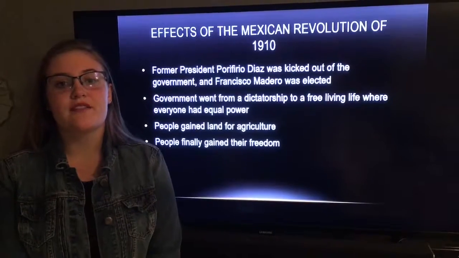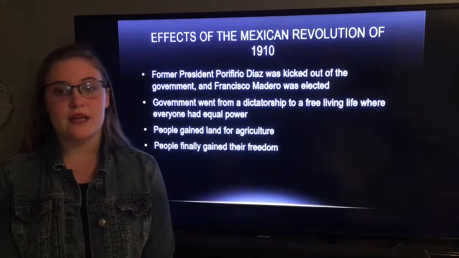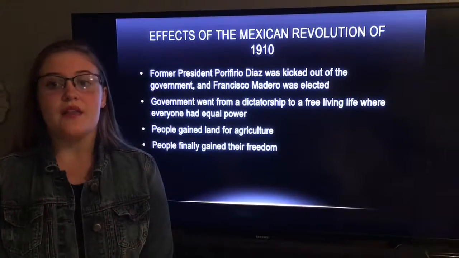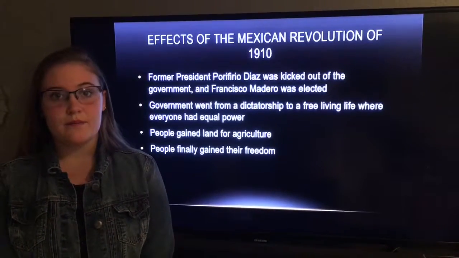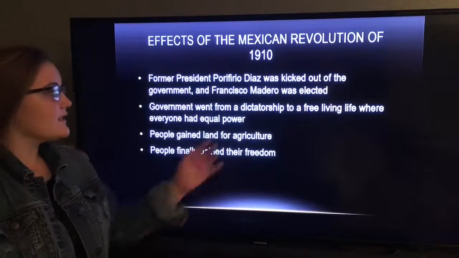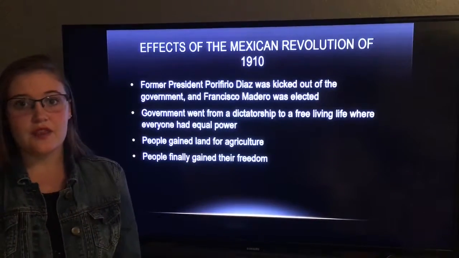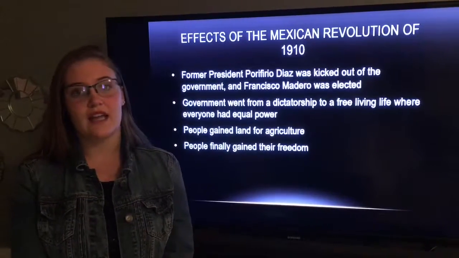There are several effects of the Mexican Revolution. One interesting story is that former President Porfirio Diaz locked up Francisco Madero. The people then revolted and elected Madero to be the new president. This led the government from a dictatorship to a free life where everyone had equal power. The people gained land for agriculture, and they finally gained their freedom.